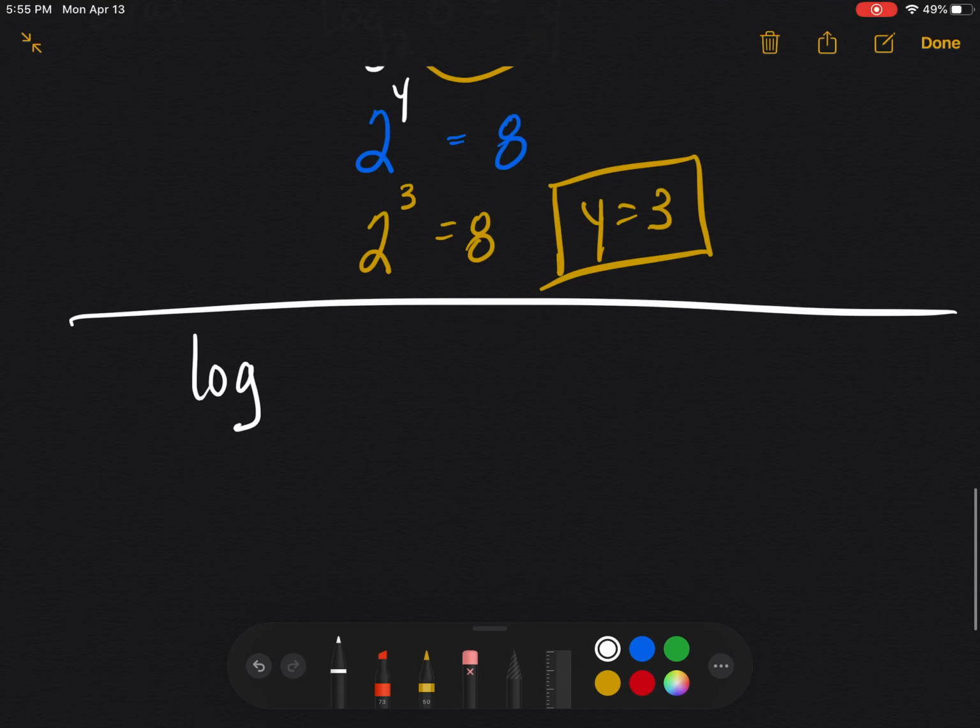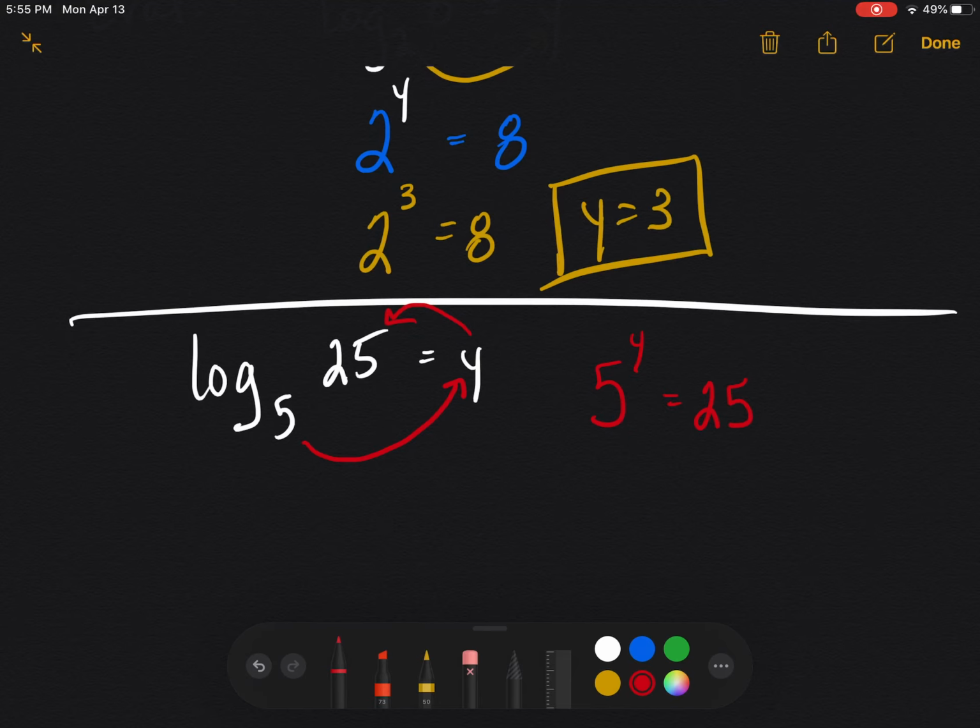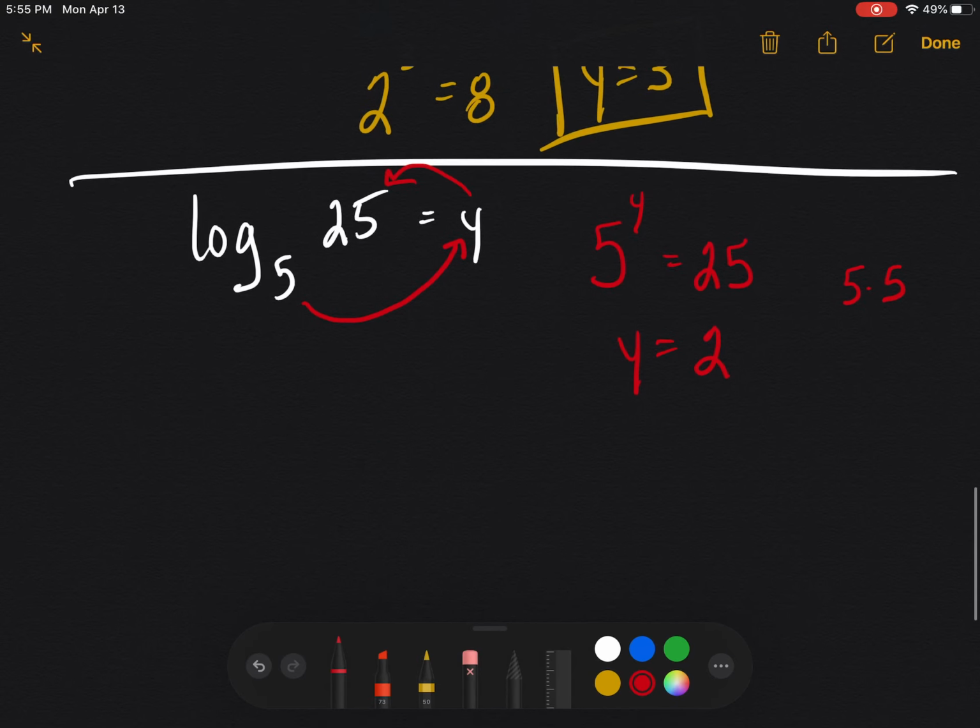Okay, let's do another one. Log base 5 of 25. I've got to figure out what y is. I'm going to put it into exponential form. 5 to what power equals 25? And you should easily know that that is 2. Right? 5 times 5 is 25.